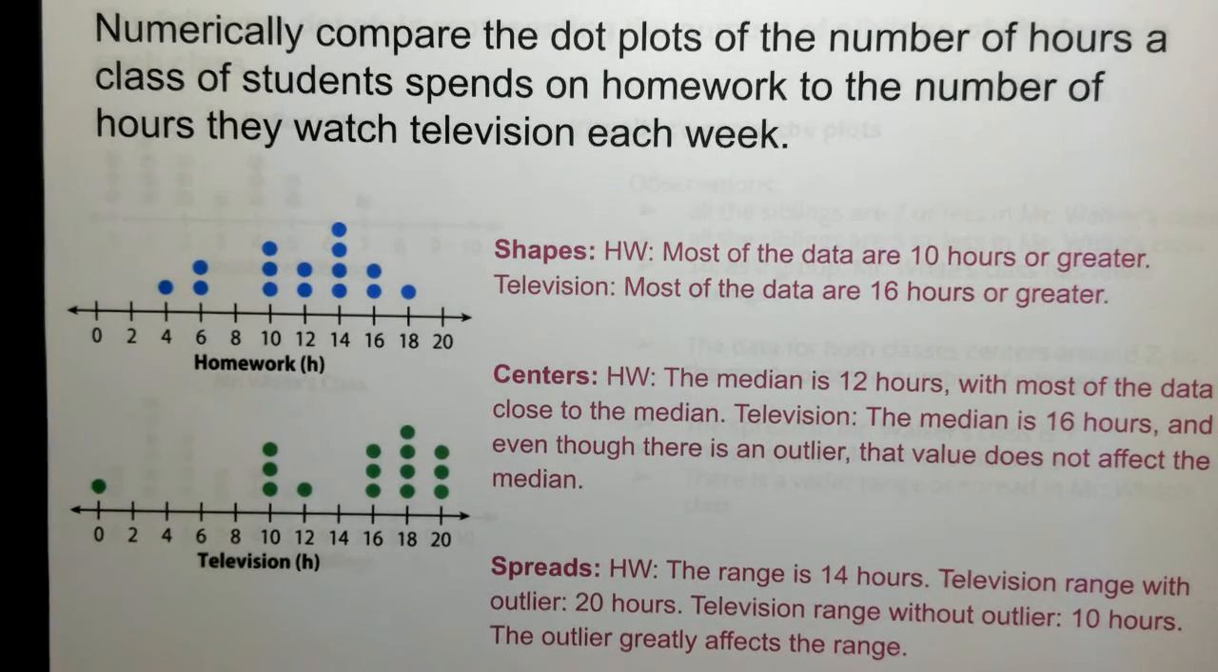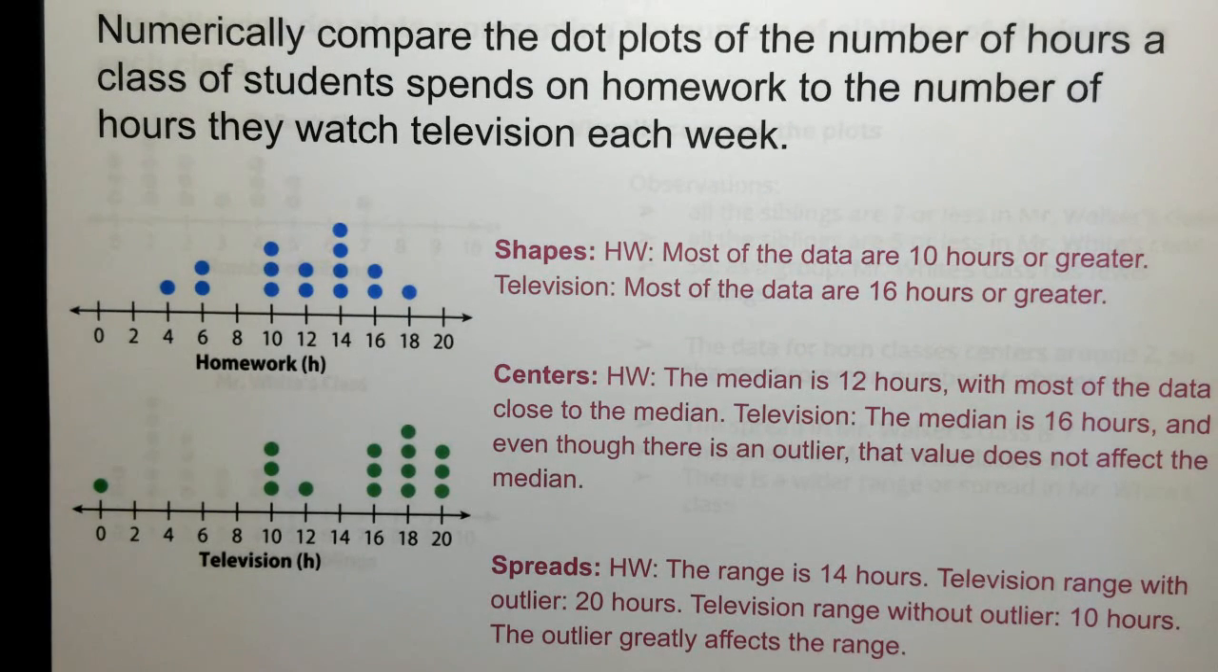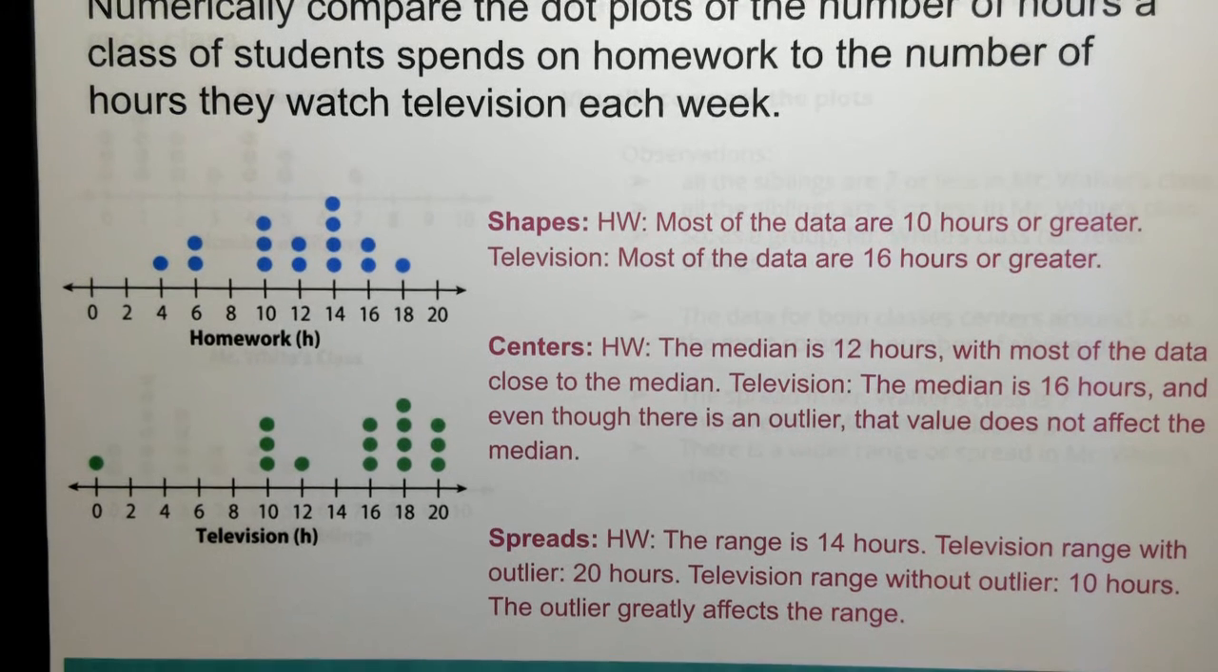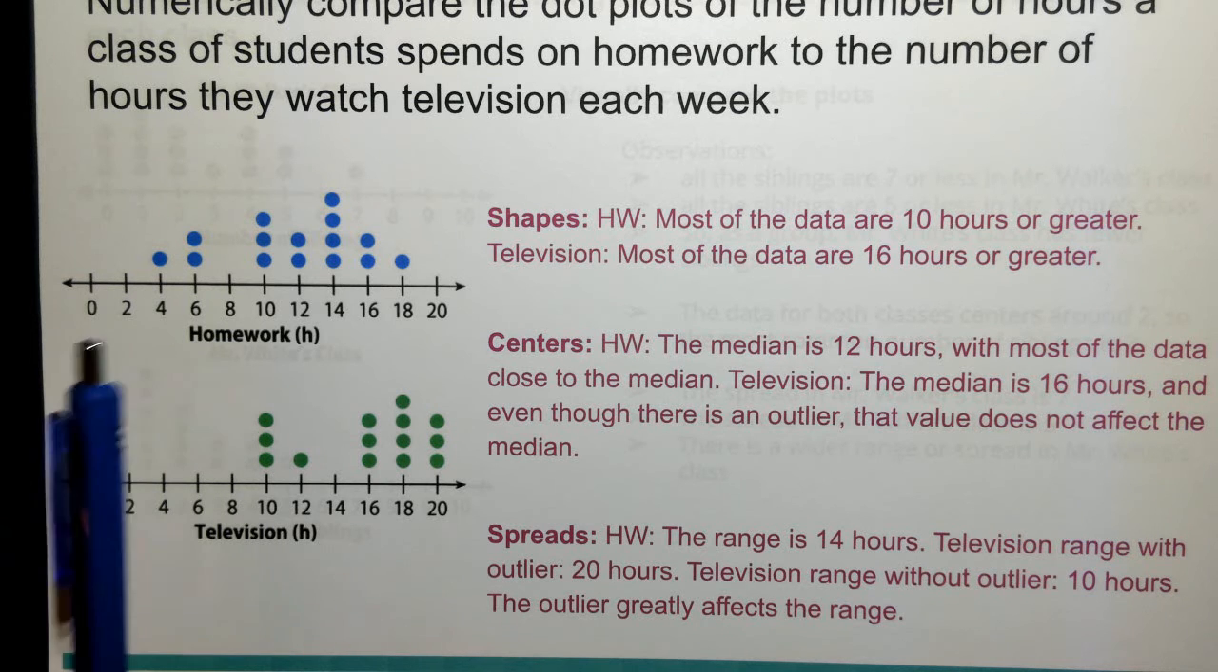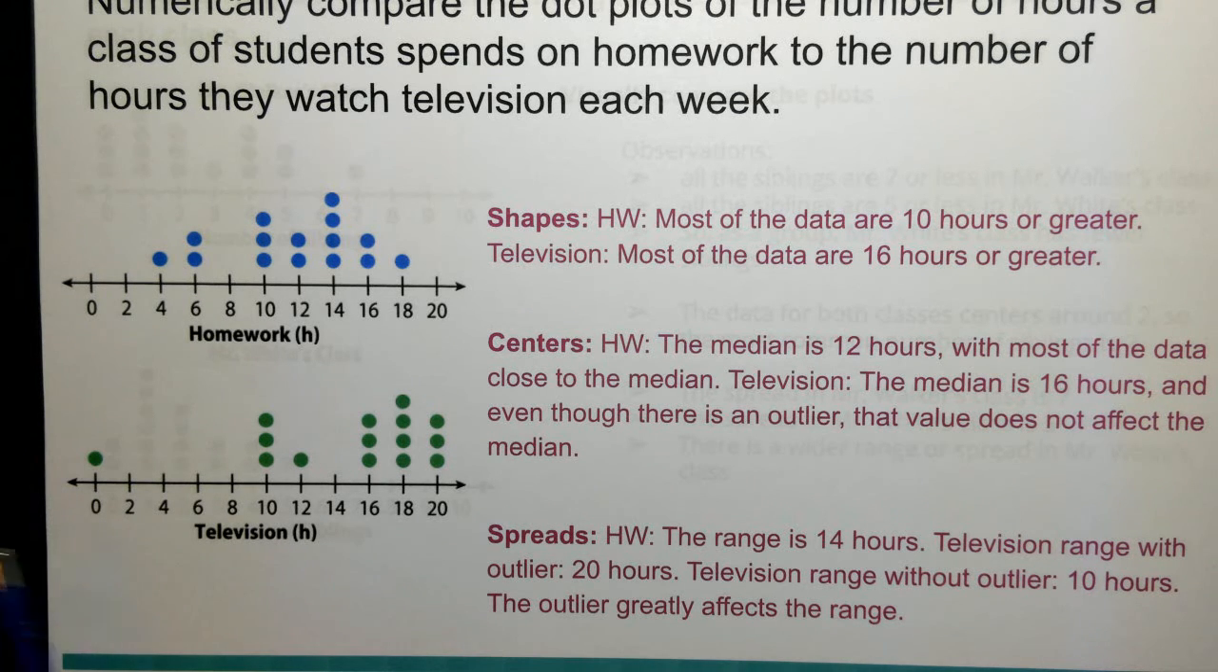All right, let's look again at the shape. In the shapes, as we said, most of the data in the homework is 10 hours or greater. There are 3 data points in the low end, 4 and 6 hours. In television, most of the data is 16 hours or greater, but there are some at 10 and 12, and then the outlier. Now the centers, if you look at the homework, the median is going to be 12 hours.